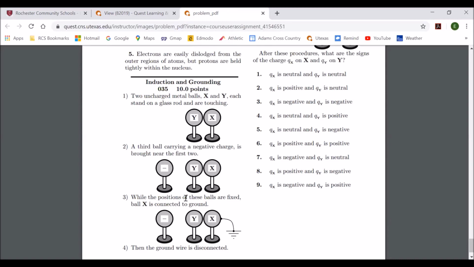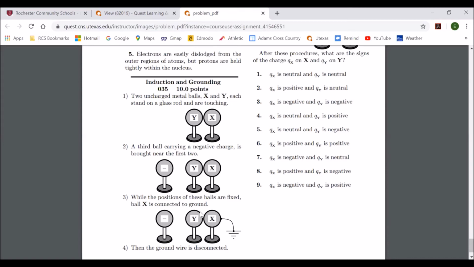While the positions of these are fixed, the X is connected to the ground. So all the negatives here are connected to the ground. So those negatives are going to flow off together. And the XY combo, because that's exactly what they are, they're a combination. They're a team. They're stuck. They're touching. They have both just become overall positive because the negatives that we had got pushed here and then they got pulled off. So basically, long story short, these two things have lost negatives as a system.